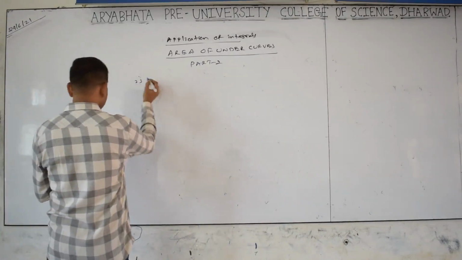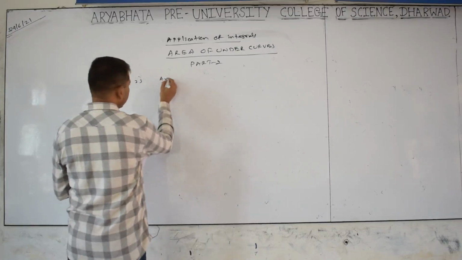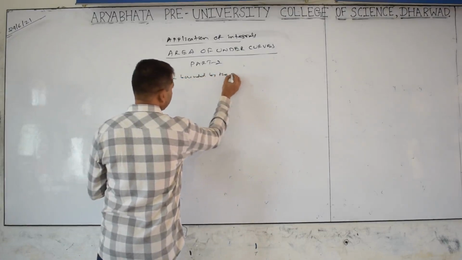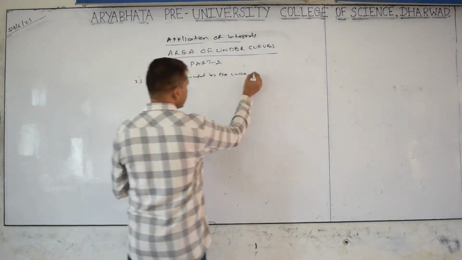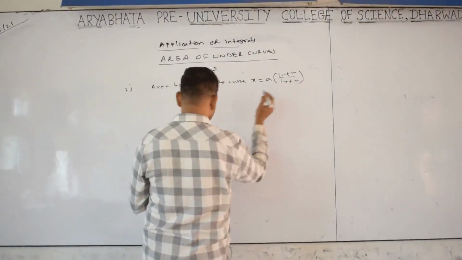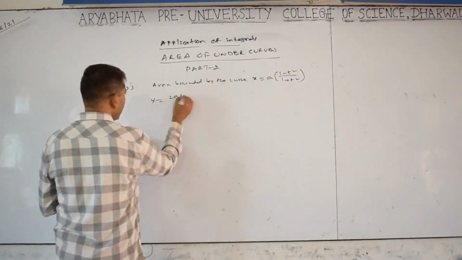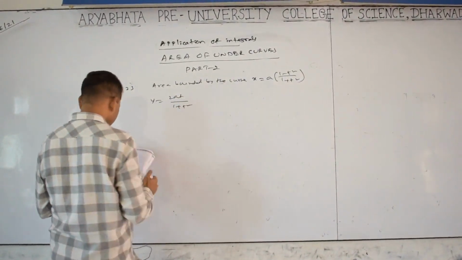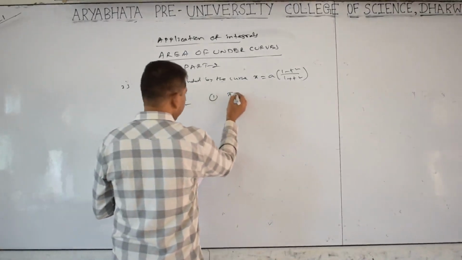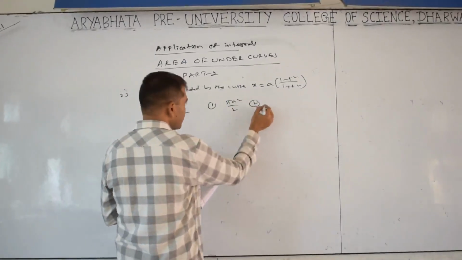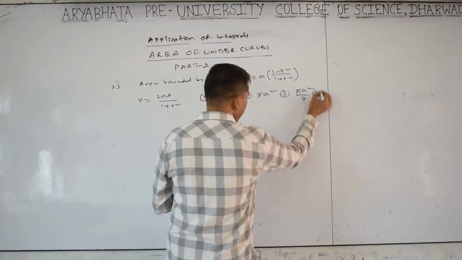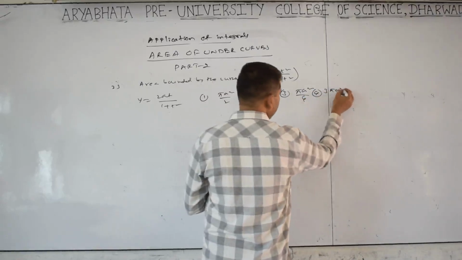Next one, 23rd. The area bounded by the curve x is equal to a into 1 minus t square by 1 plus t square, y is equal to 2at by 1 plus t square. Then what are the options here? A, pi a square by 2. Second option, pi a square. Third option, pi a square by 4. Fourth option, 3 pi a square by 2.